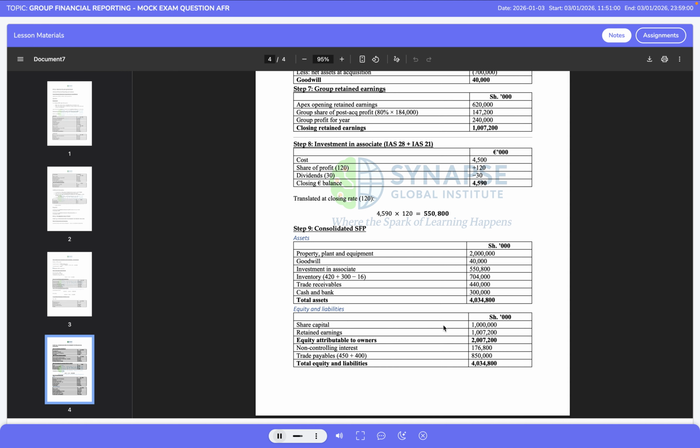In conclusion, this full mock exam question demonstrates how modern CPA Advanced Examinations test comprehensive consolidation, requiring candidates to integrate control, significant influence, foreign currency translation, goodwill, unrealized profits, and equity attribution into one coherent answer. Success in such questions depends on a clear understanding of the standards, logical sequencing of adjustments, and precise presentation, all of which we have illustrated in this session.